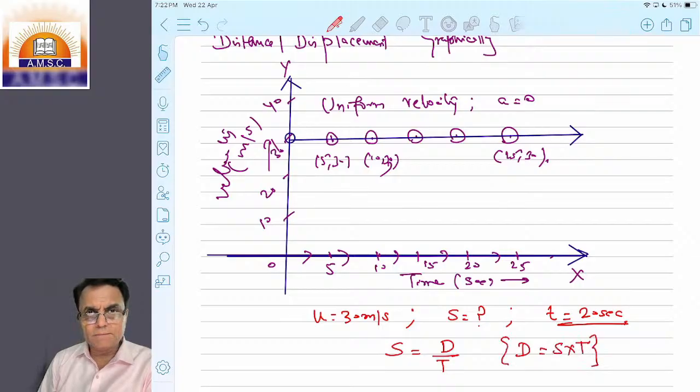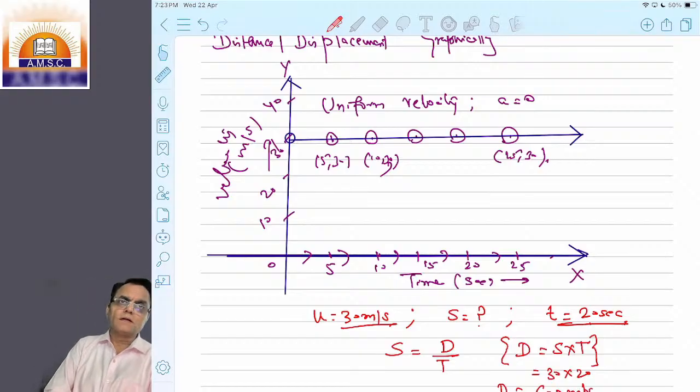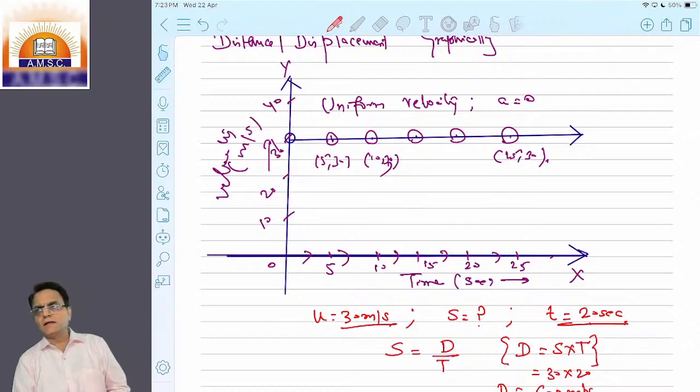Is it clear? Now, obviously, we know the speed, we know the time. The distance comes out to be 600 meter. ये तो हमने मैथमेटिकली निकाला, कैलकुलेट करके निकाला.